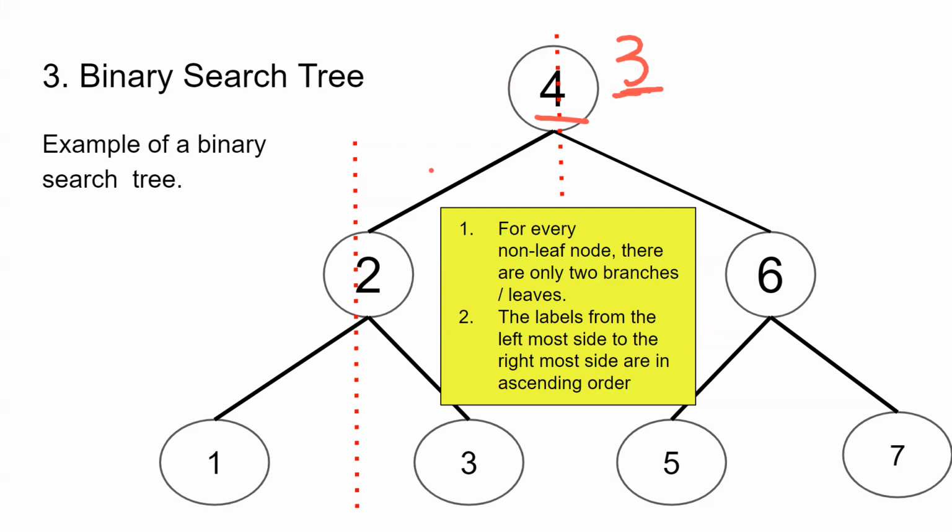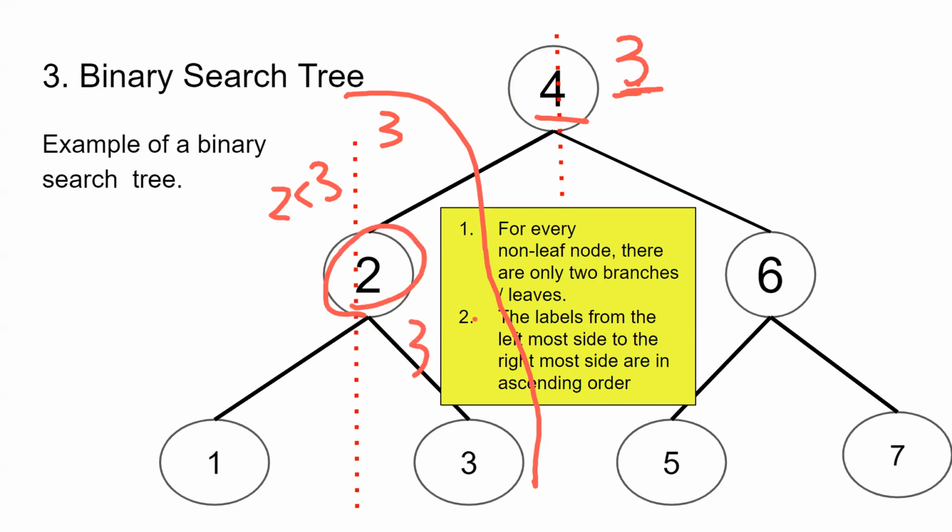And then I will still compare. I will see 3 must be on the left side of 4. And then I'll still compare 3 to 2. I'll see, oh, 2 is less than 3. So that means 3 will be on the right side of the node that contains 2. And then we will find where 3 is stored. So this is the binary search tree.